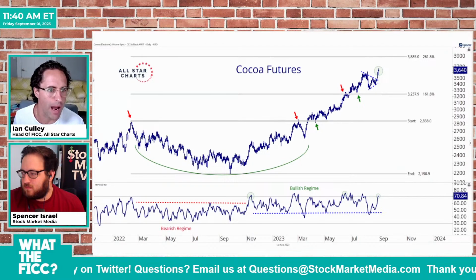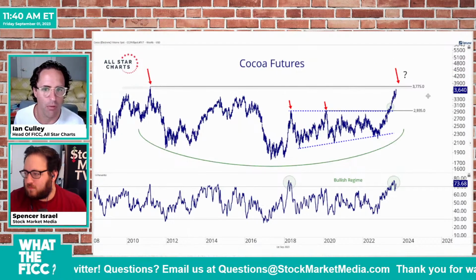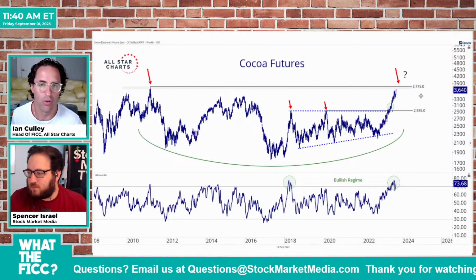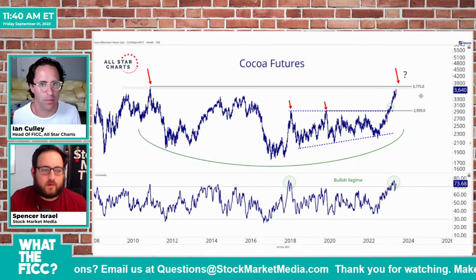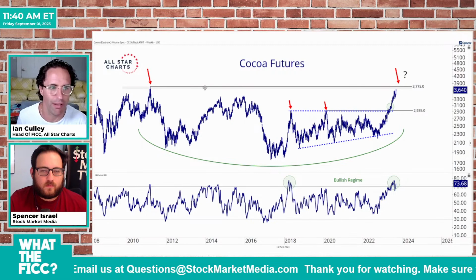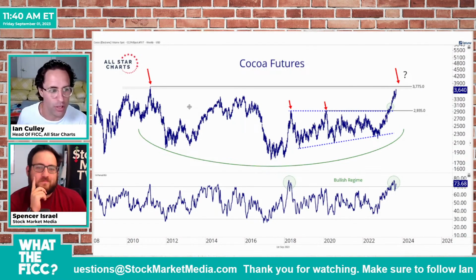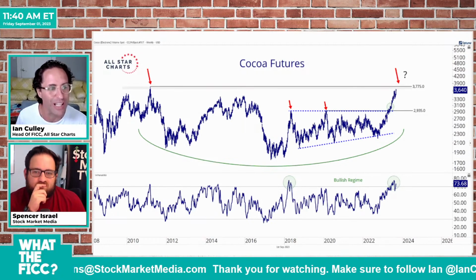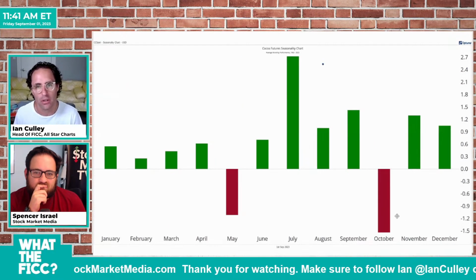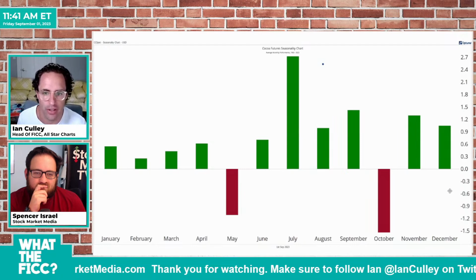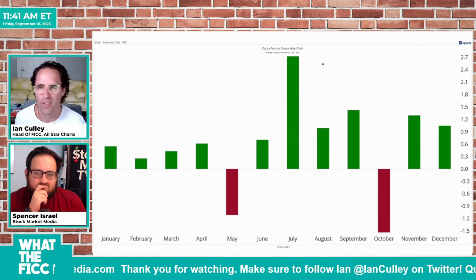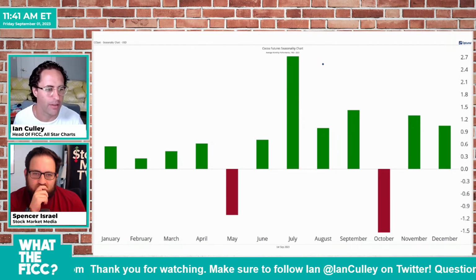Because remember, when we zoom out, there's a big level here at 37.75. Who knows? Price might not respect that level. It was from 2011. It could rip right through it and then maybe pull back as we reach a seasonally weak period in October and find support there. We'll see into the end of the year. But just something to keep in mind.